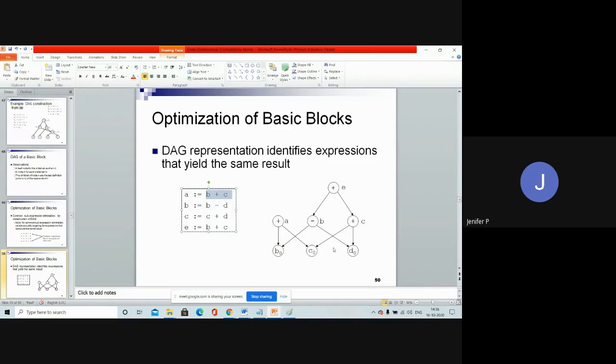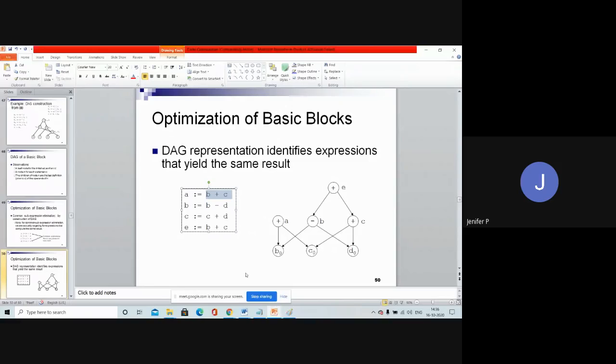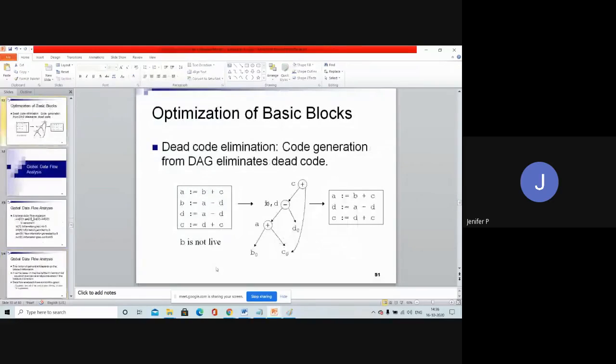See, the DAG is different. So no optimization is needed. When I consider this example, A equal to B plus C, then B is equal to A minus D, then D is equal to A minus D, C equal to D plus C. See here, which are common? A minus D is common. That means B equal to D. So in the DAG, B and D are together, that means B equal to D.